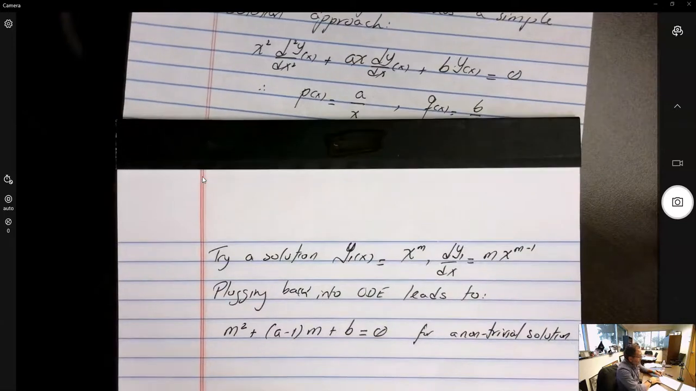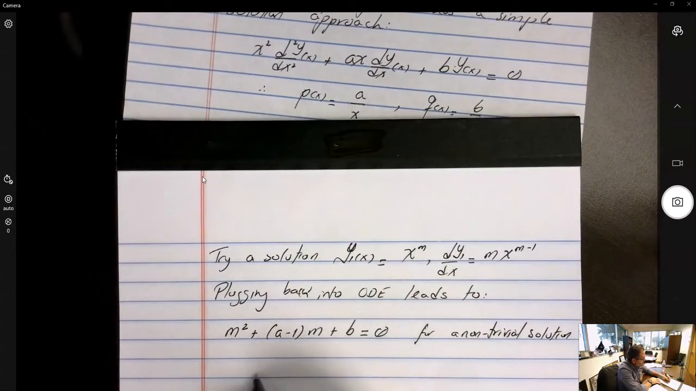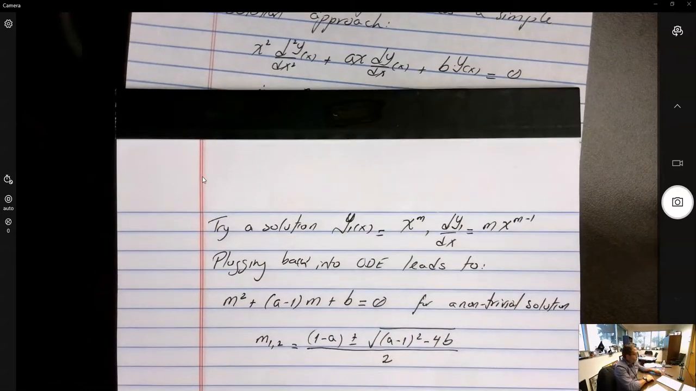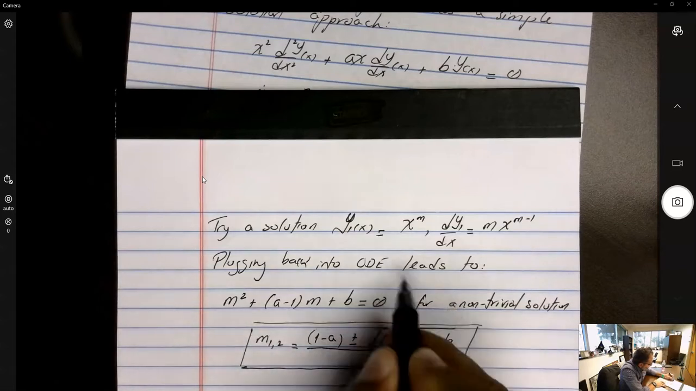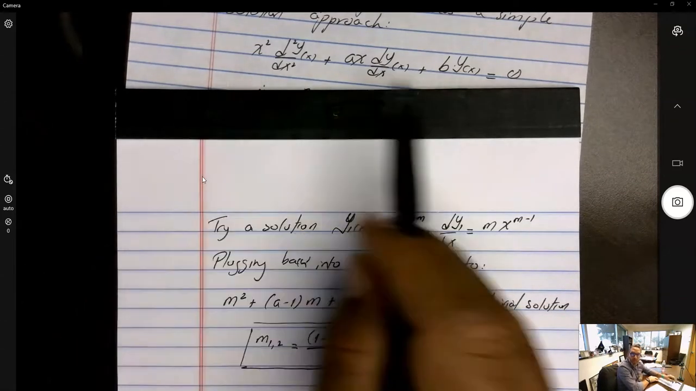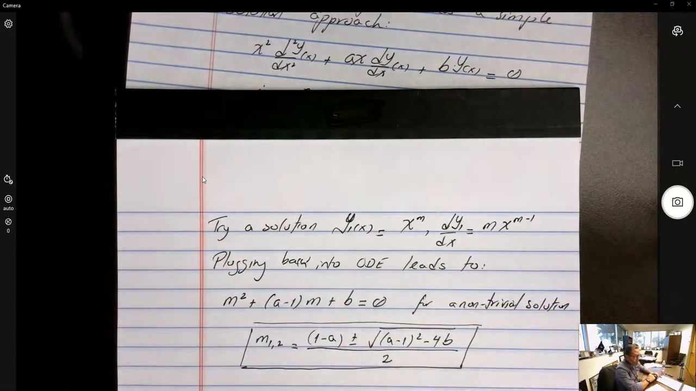So that means that this is, as you can see, a very simple quadratic equation for m, which has two solutions. So minus b plus minus the square root of b squared minus 4ac, which is minus 4b, divided by 2a, which is 2. So those are the roots of this equation, and those are the values of m on this trial solution that will make the solution to this equation, or the trial solution, a non-trivial one. Now, the solution itself will depend on the nature of these roots.